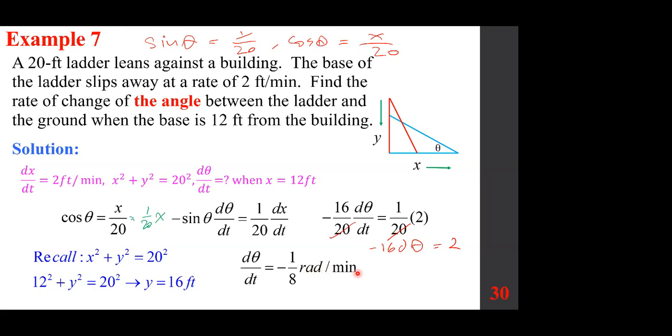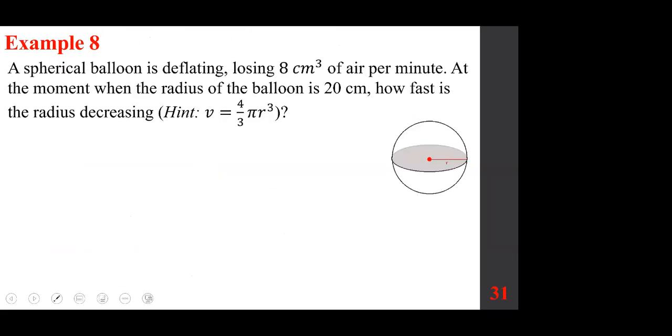I want to look at the last question, everybody. This is a question we have already seen, but there's a slight difference, and that's why I am looking at it. A spherical balloon is deflating or losing 8 cubic centimeters of air per minute. At the moment when the radius is 20 centimeters, how fast is the radius decreasing? Again, we did something similar to that. And the hint is volume is 4/3 pi r cubed. You should know that.